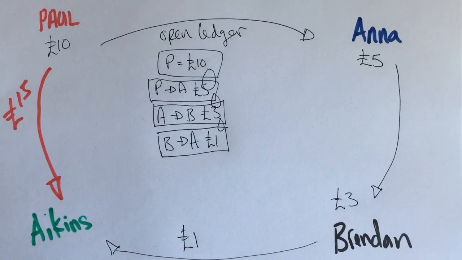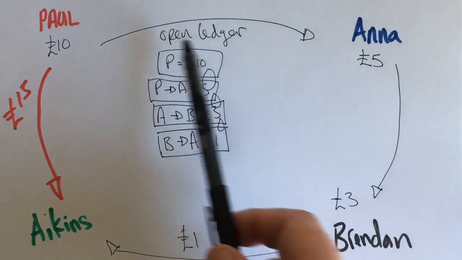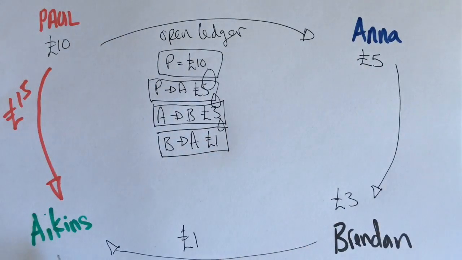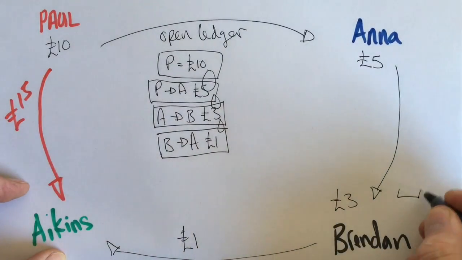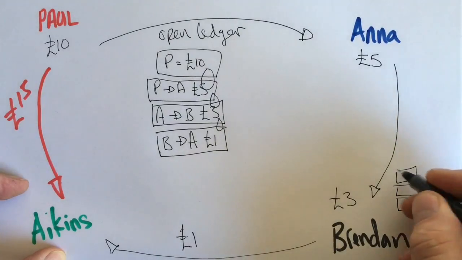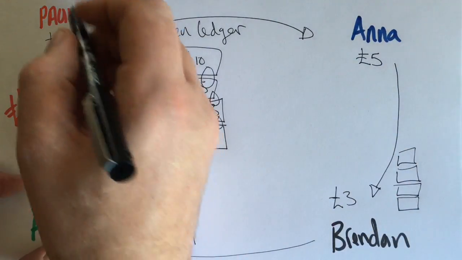But then the second part of blockchain is to decentralize this database. So each node is now going to be distributed with this information. So to distribute the ledger, Brendan can have a copy of the ledger, and so can Paul.